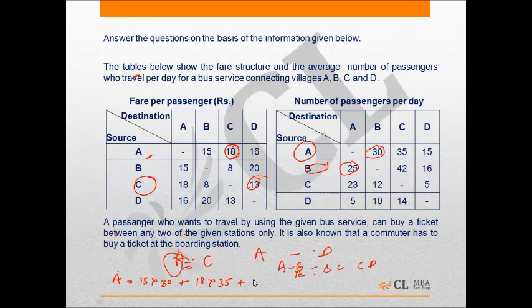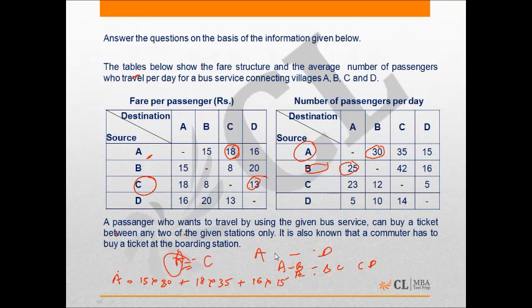plus the fare from A to D, which is 16, times the number of passengers who travel from A to D, 15, and we need to do this calculation for all the four stations, and then see which one comes out to be the maximum.